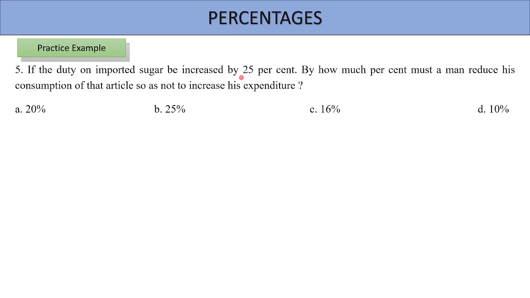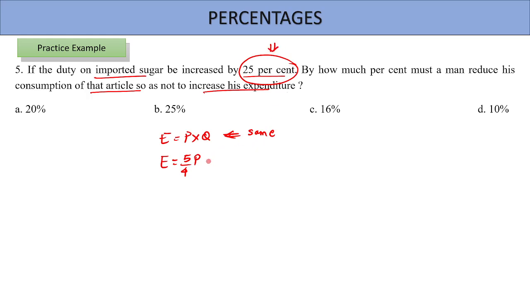If the duty on imported sugar be increased by 25%, by how much percent should a man reduce his consumption of that article so as to not increase his expenditure? That means expenditure equals P into Q, and he wants expenditure to remain the same. But the import duty on the sugar is increased by 25%, which means the price is increasing by 25%. Hence, my new price will be 5 by 4 of P. 5 by 4 is nothing but 1.25, which denotes that my price is increasing by 25%.